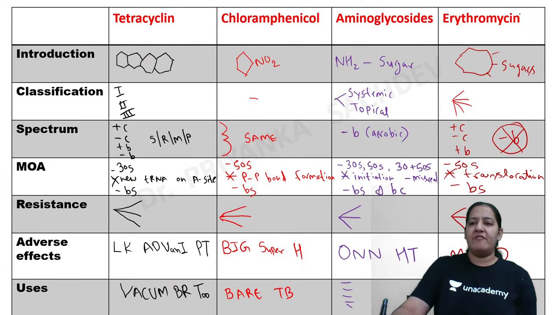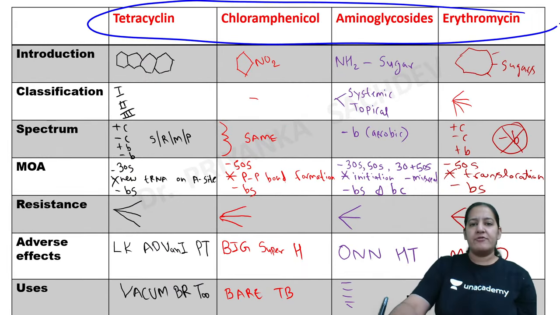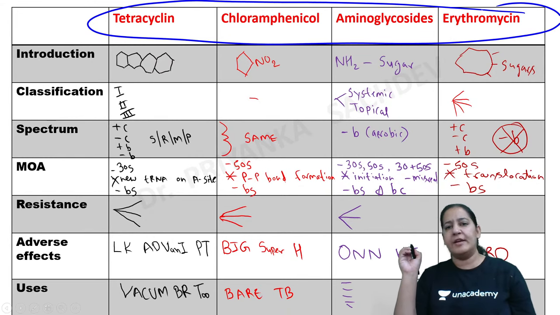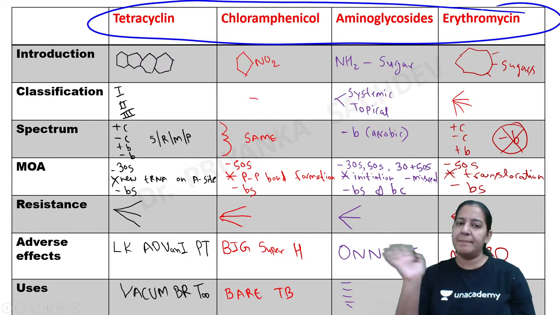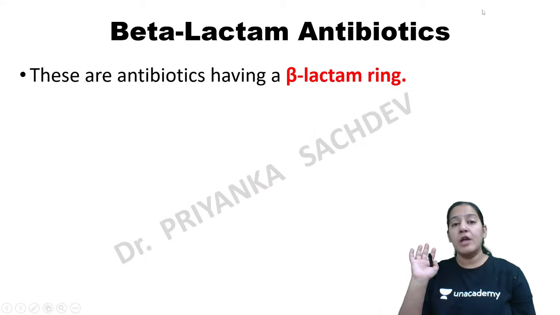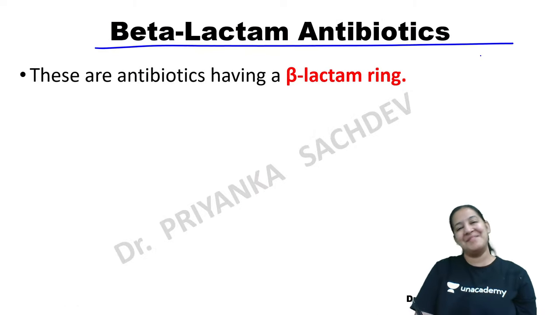In the second session, we made this table. That is tetracycline, chloramphenicol, aminoglycoside and erythromycin. These four are protein synthesis inhibitors. And if you have missed it, please watch the recording for the details of this table. Now I am starting beta-lactam antibiotics.